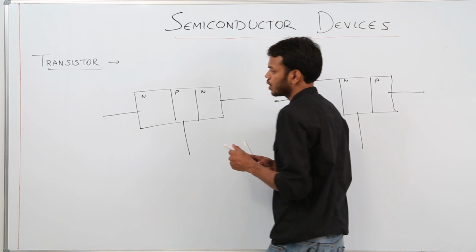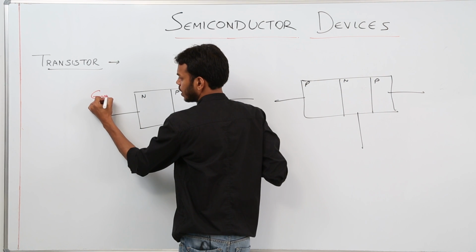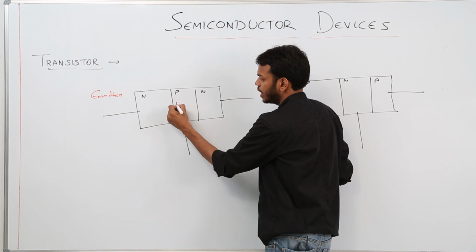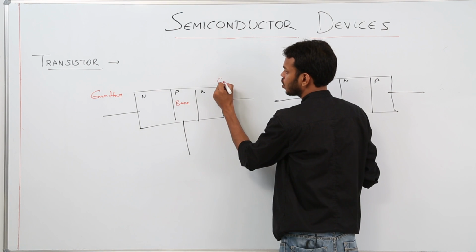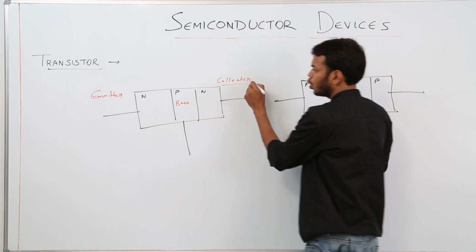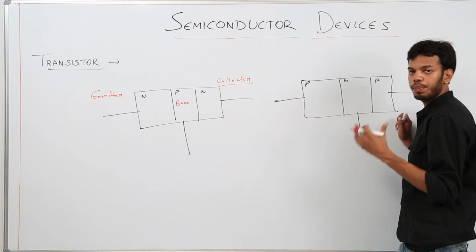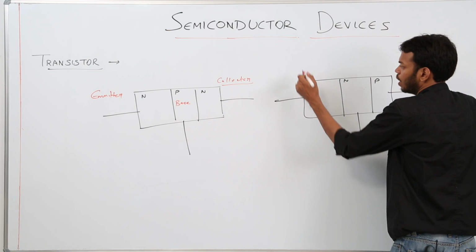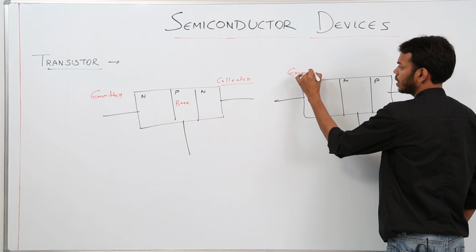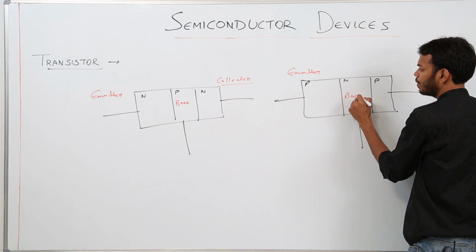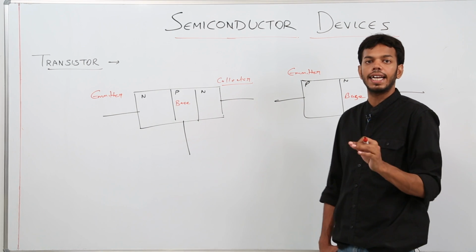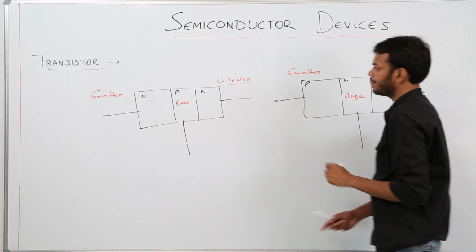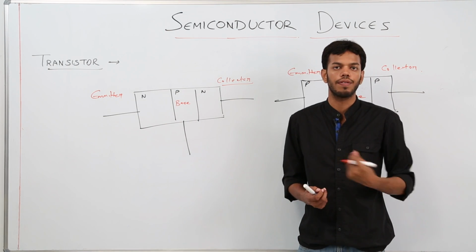One of them is called the emitter. The central region, which is very lightly doped, is called the base, and the third one is called the collector. These are just nomenclature, which is important while illustrating how a transistor works in a circuit diagram. Similarly, one region is the emitter, then the base, the central one, which, keep this in mind, is always very lightly doped, and the third one is the collector.